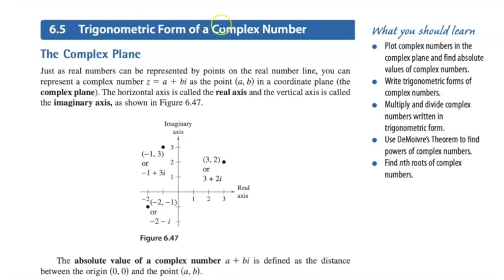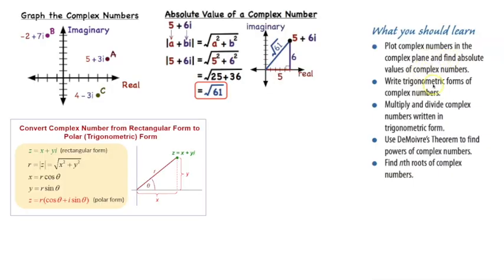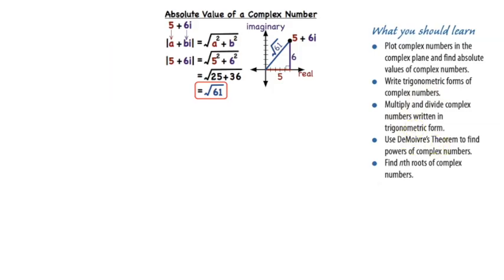6.5 Trigonometric form of a complex number. You should learn how to plot complex numbers in the complex plane, find absolute values of complex numbers, write trigonometric forms of complex numbers, multiply and divide complex numbers, and use DeMoivre's theorem to find powers of complex numbers. So here's a complex plane.